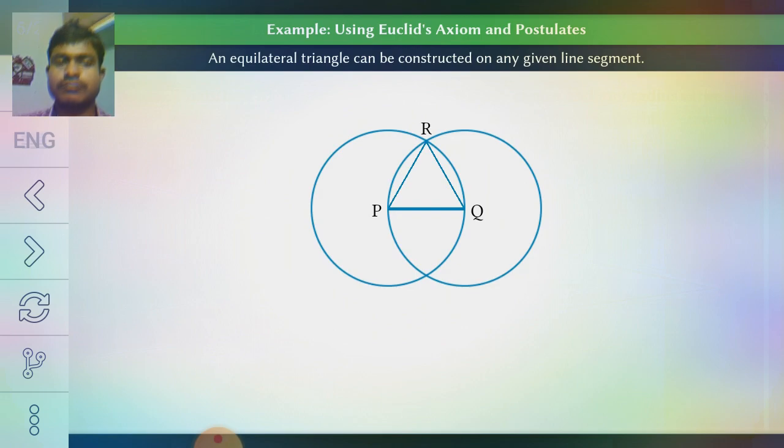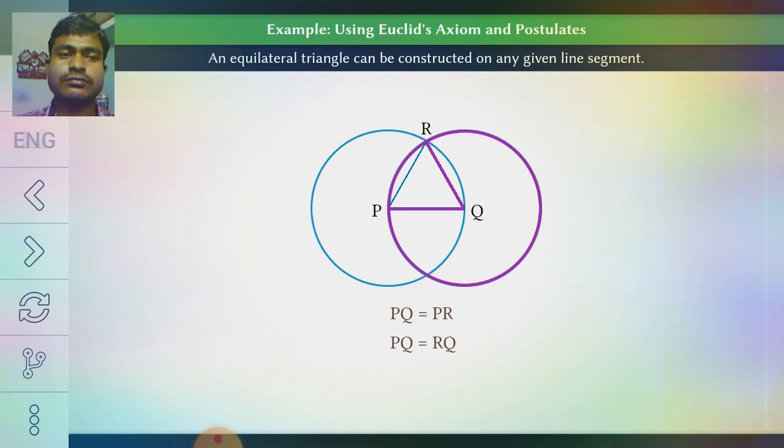Now observe that PR and QR are radii of the same circle. Thus, PQ is equal to PR. Similarly, PQ and RQ are the radii of the same circle. Thus, PQ is equal to RQ.